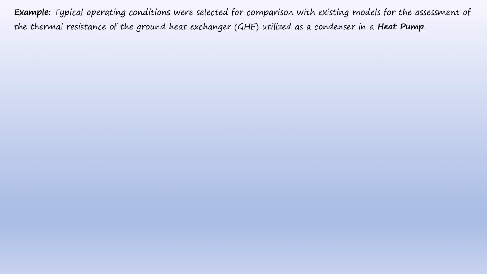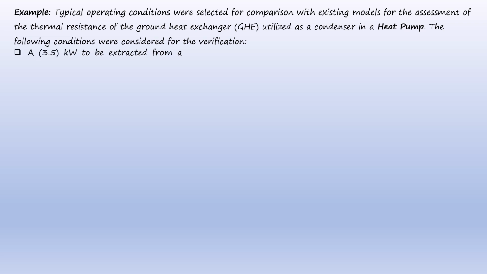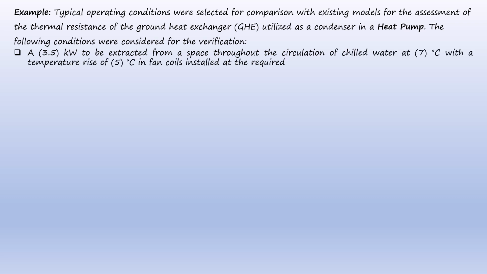To investigate the present correlation, let us consider an example where a heat pump is used to cool down a space by using a geothermal heat exchanger as a condenser. It has a cooling load of 3.5 kilowatt, where it can be used to produce cold water at 7 degrees Celsius, and then it can be passed through a fan coil where a maximum temperature difference for the water of 5 degrees centigrade can be obtained.